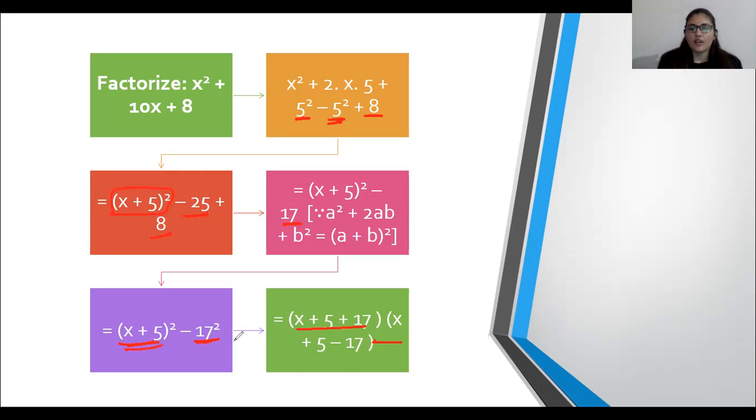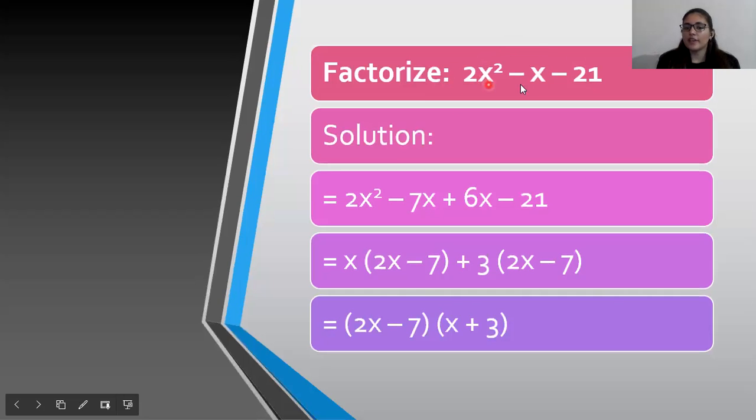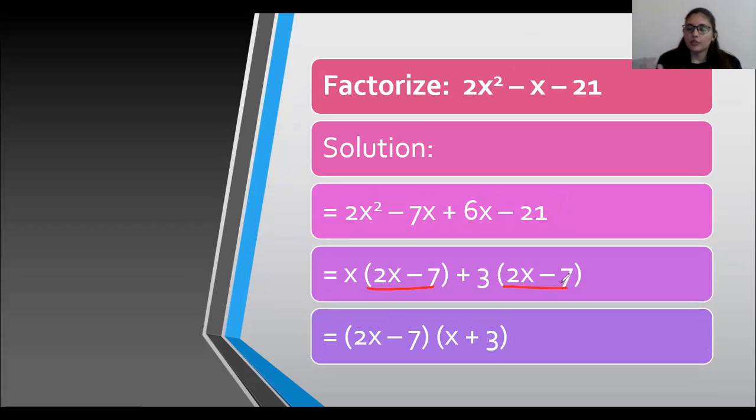Great. All right then. Now let's move on to the last question. How can we factorize this? By splitting the middle term. Then you can easily take out the common factor from the first two terms, which is x, and from the last two terms, which is 3. Now you can see that in both the brackets you have got the same terms. So you can take out the common bracket, and then you will get 2x minus 7 in one bracket and x plus 3 in the second bracket. Simple, right?